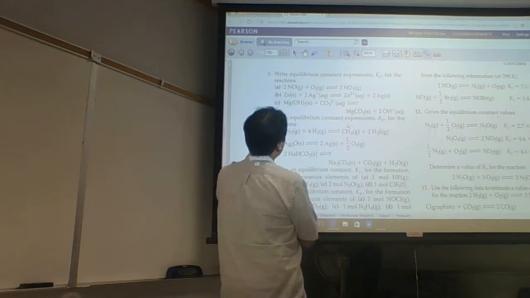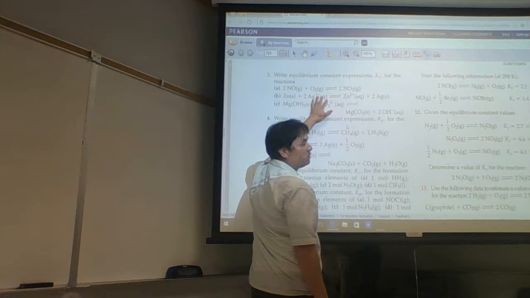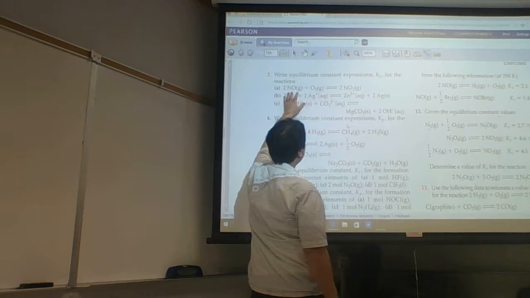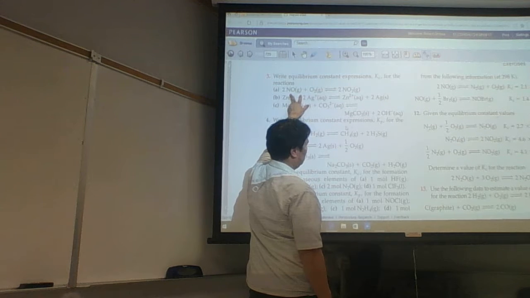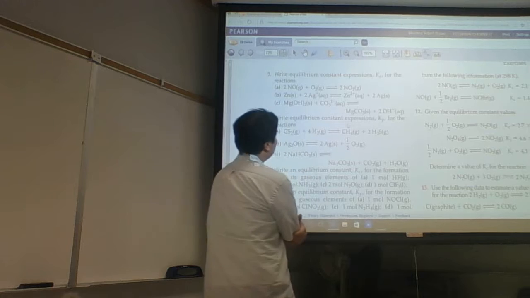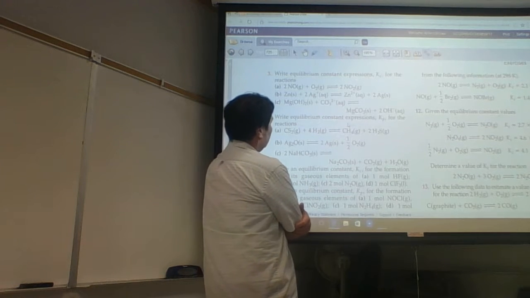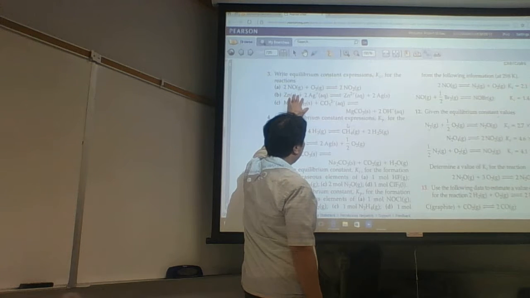Kc and Kp will be a different number if delta N of gas is not equal to 0. And so here, what is delta N of gas? We start off with 3 moles, we end up with 2 moles, and it's -1 mole of gas. And so Kc and Kp are not equal.